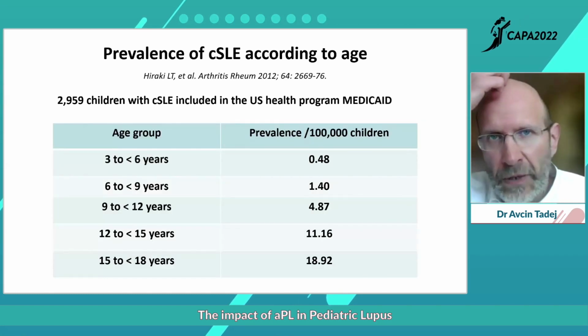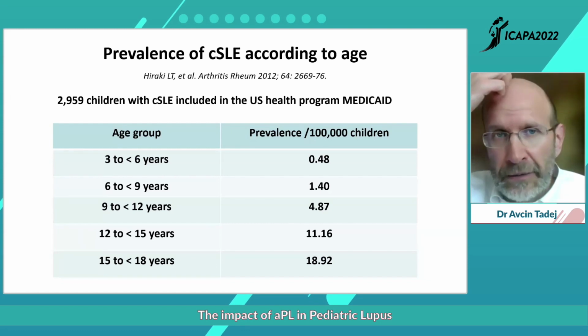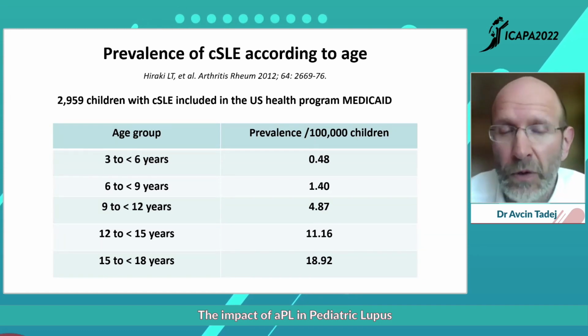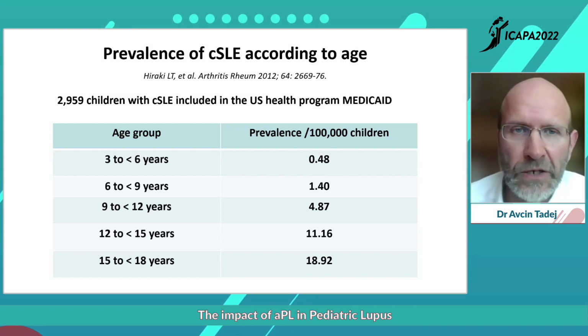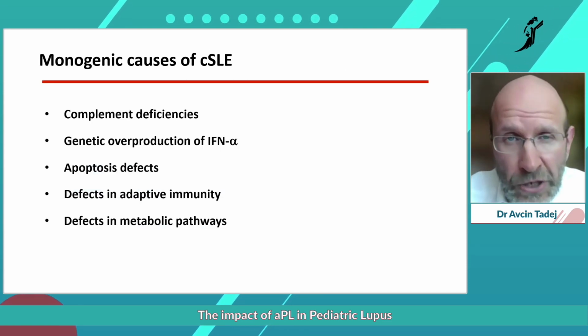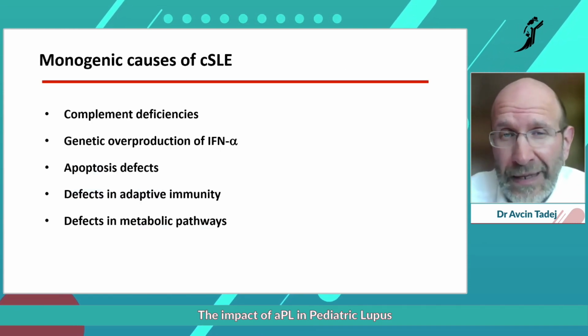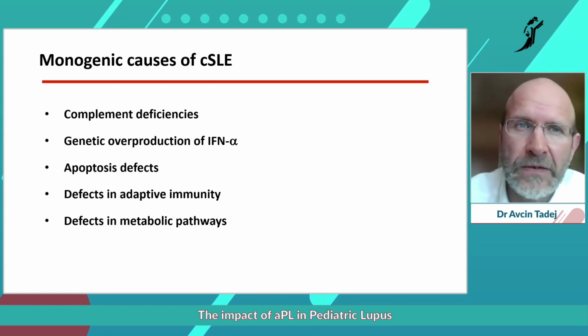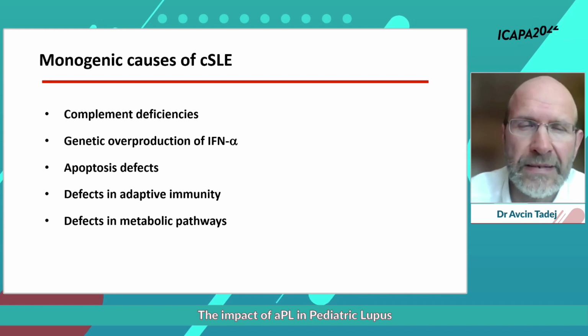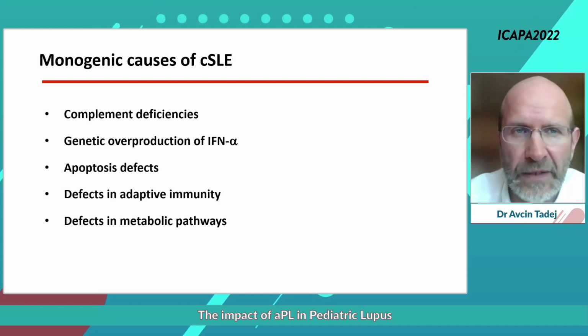First, a few words about childhood onset SLE. The disease is extremely rare in children younger than 9 years. So most of our patients are teenagers, as you can see on this table. And if we look at the monogenic causes of childhood onset SLE, we can see that this disease is really heterogeneous. It is not a single disease, but more than 100 diseases with common clinical presentation.